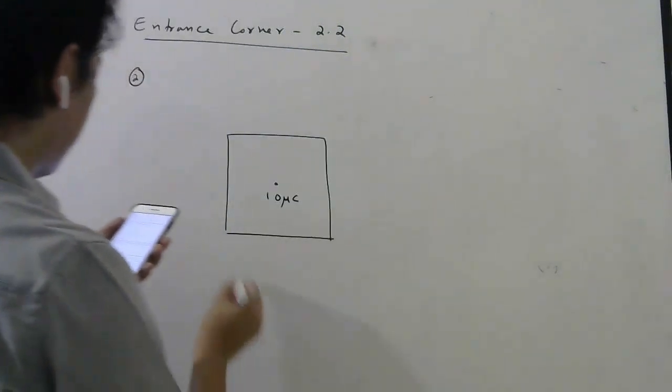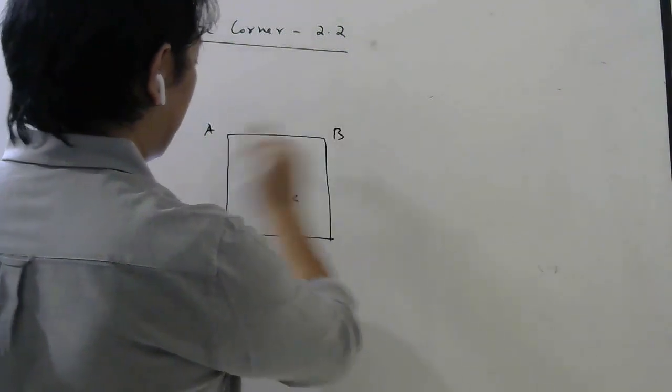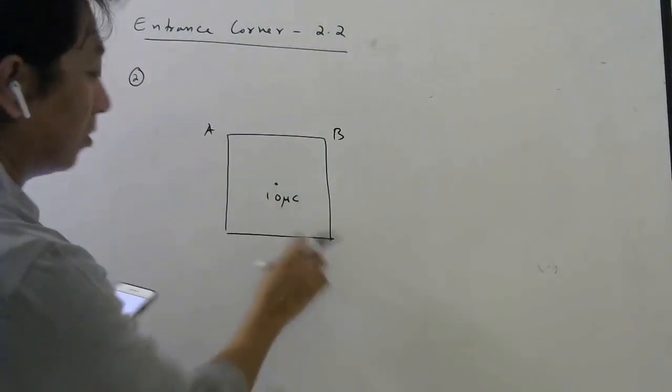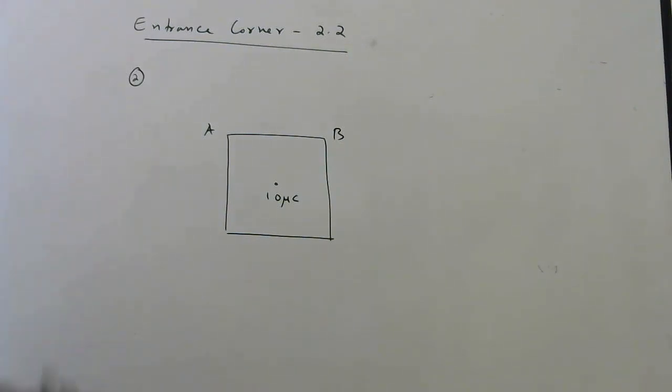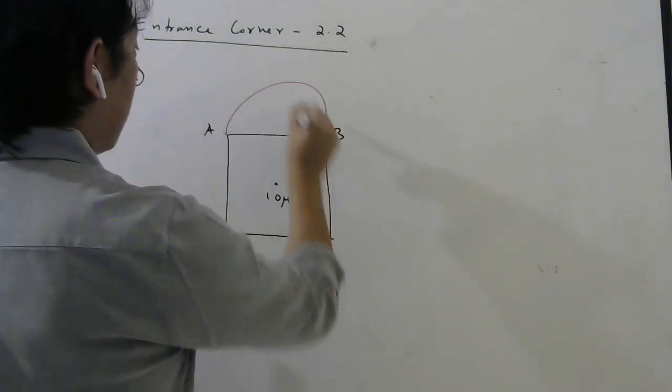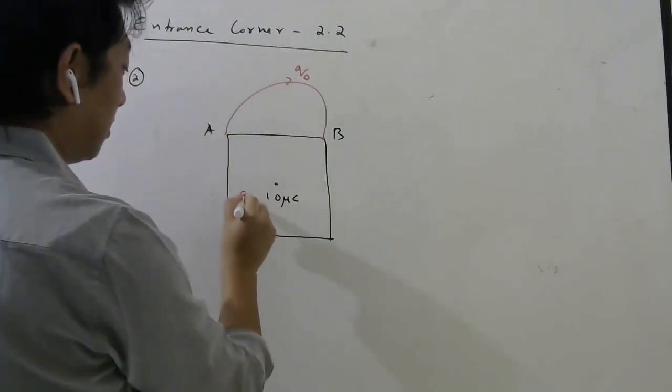From where to where? From corner A to corner B. Take any two corners you wish. Let's say these two corners. You can try for these two also, it will be the same. So you are moving the charge from this point to this point. Q charge. Sorry, Q naught. Let us call this your source charge.